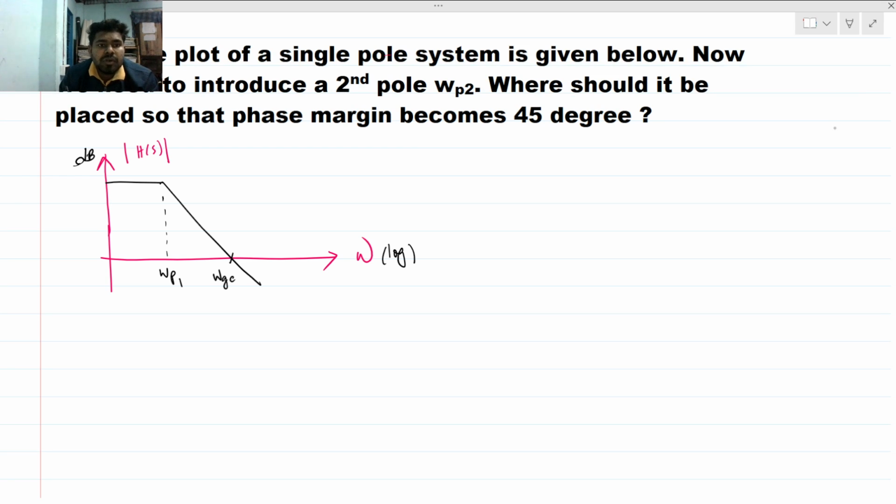So today we will solve this interview question, and this question can be asked for your online assessment for analog design profile. Okay. So here given that this is a single pole system and Bode plot is given. So this is Bode magnitude plot, right? And now we have to add another pole so that the phase margin becomes 45 degrees, right? So let's solve.